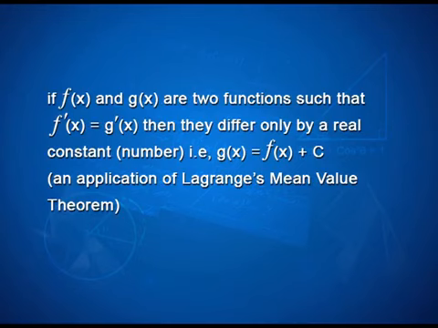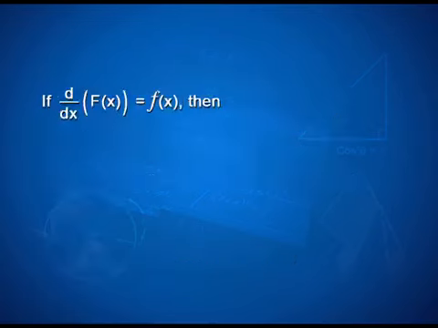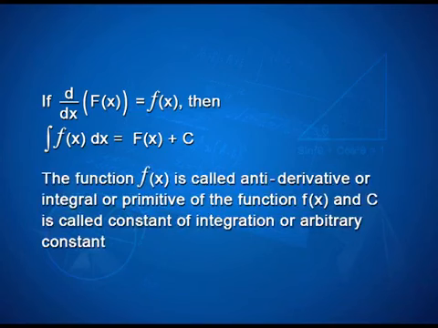That is written as integral of 4x^3 dx = x^4 + c. This leads to: if d/dx of F(x) is equal to f(x), then integral of f(x) dx = F(x) + c. The function F(x) is called antiderivative or integral or primitive of the function f(x), and c is called constant of integration or arbitrary constant.